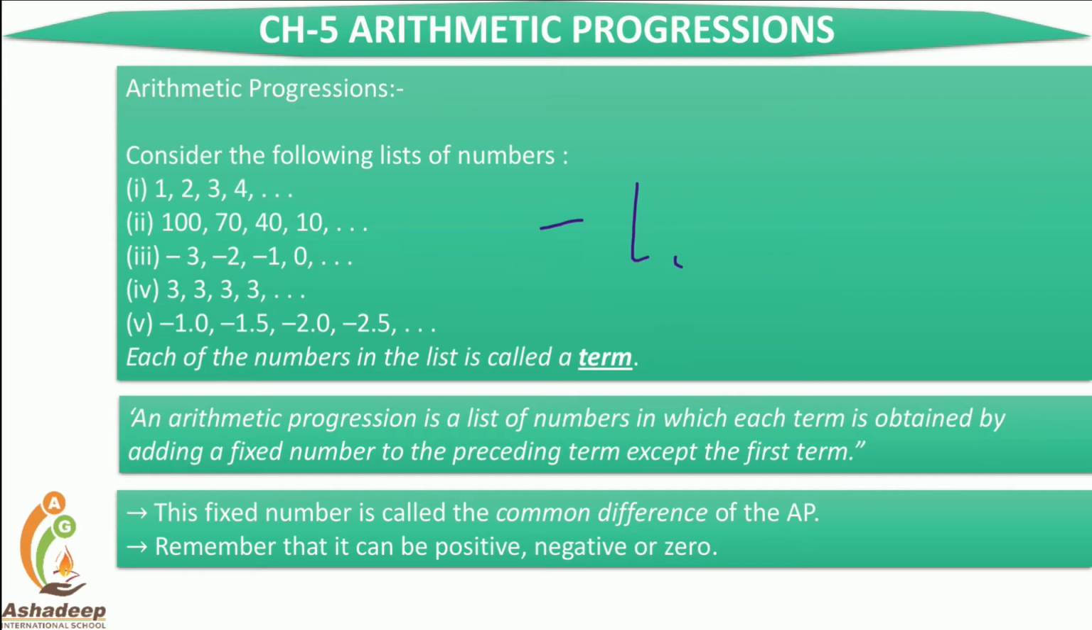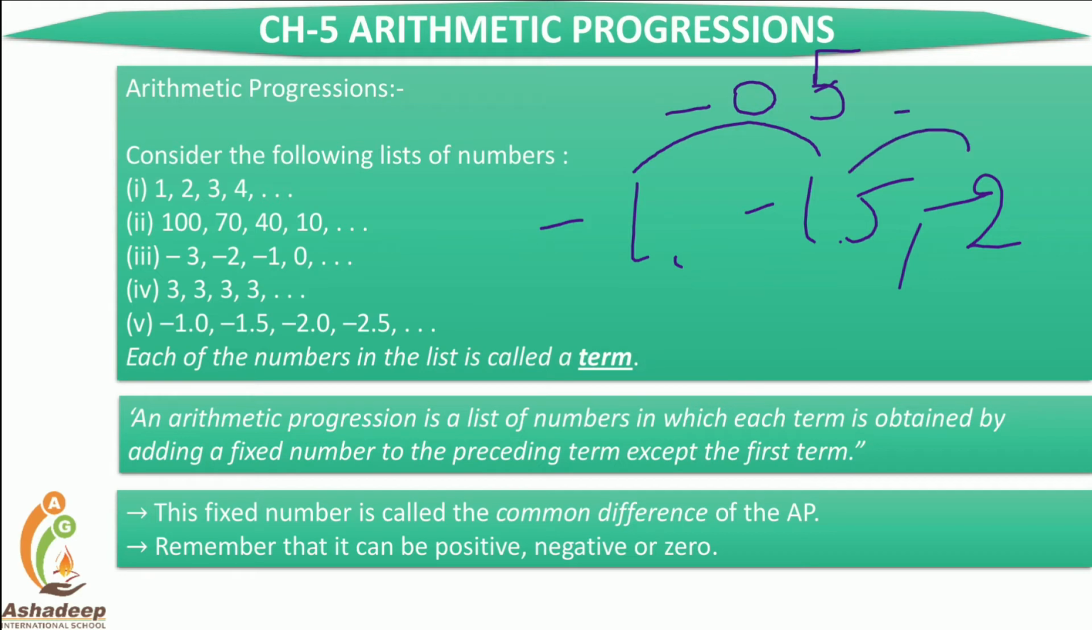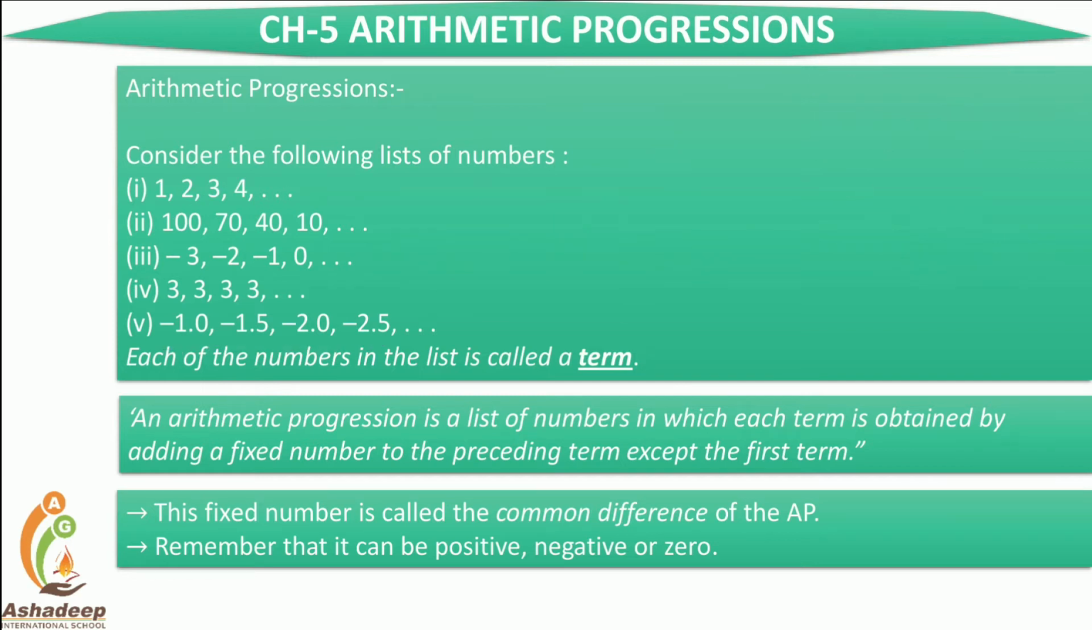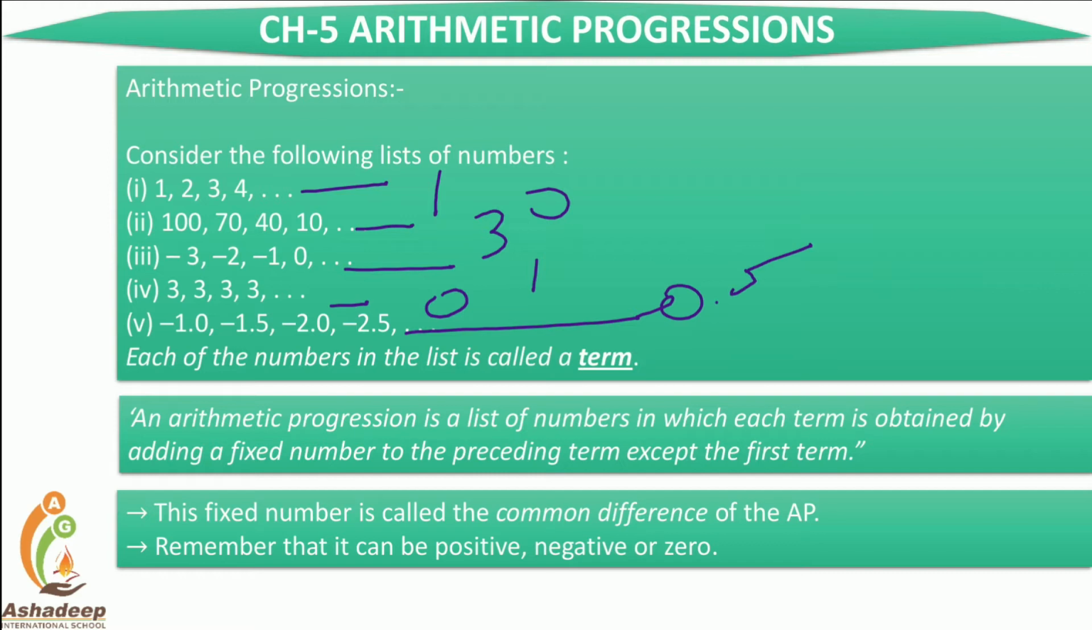In the same manner here: minus 1, minus 1.5, minus 2. So what are you going to subtract here? You can subtract 0.5. So in this way you will get this. Here you can add 1, here you can subtract 30, here you can add 1, here you can add 0, here you can add 0.5.